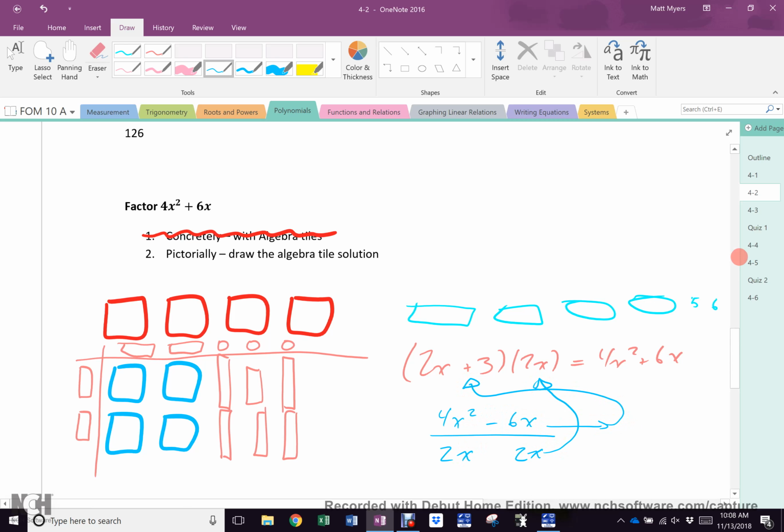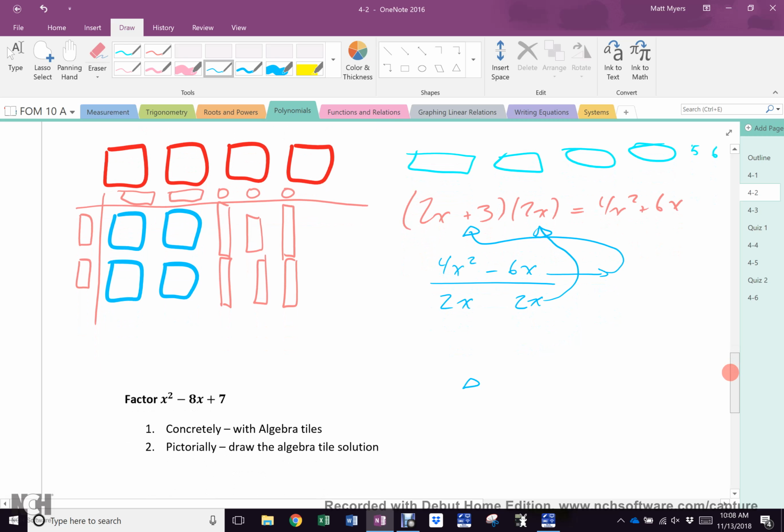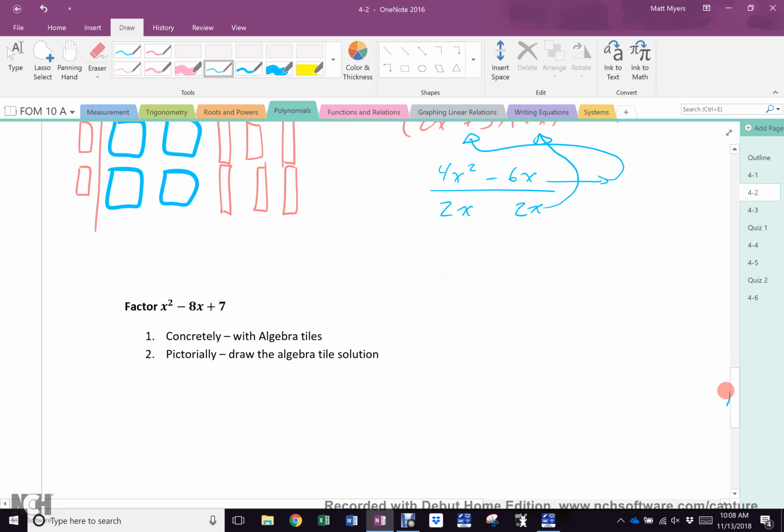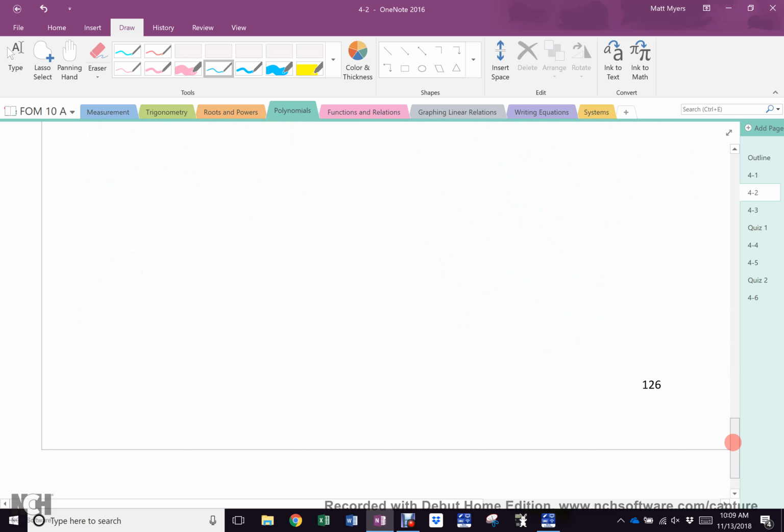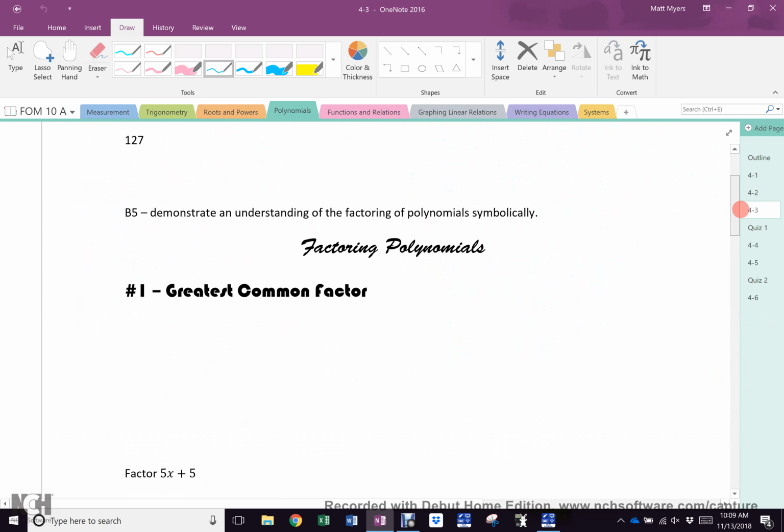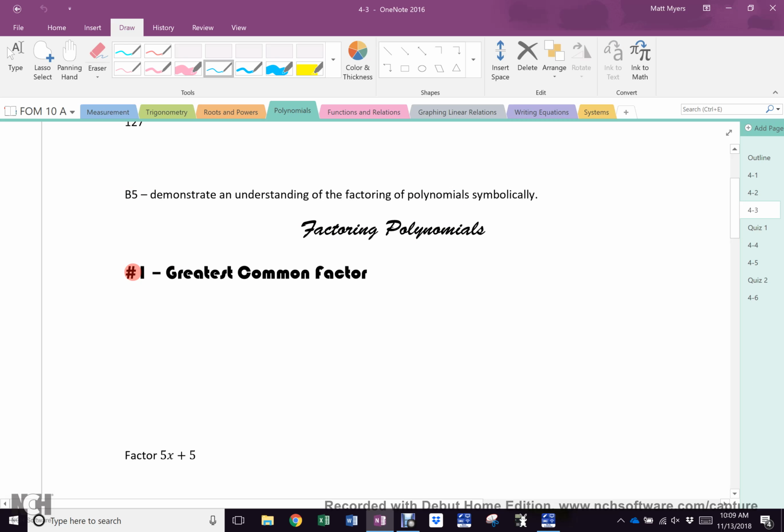Is everybody good to there? I don't want to melt your brain. That is where we stop. We are not going to talk about this one until tomorrow. Everybody cool? Now it's going to get a little weird here because we're going to be all over the map. Go to page 127. And what does it say? Factoring polynomials, number 1. The greatest common factor. This is what we just drew.